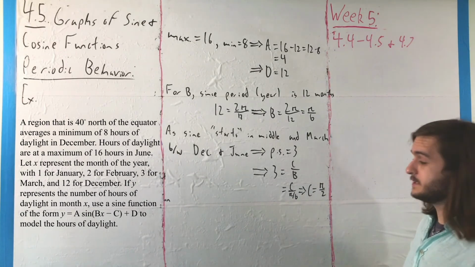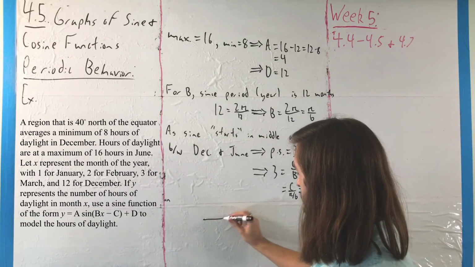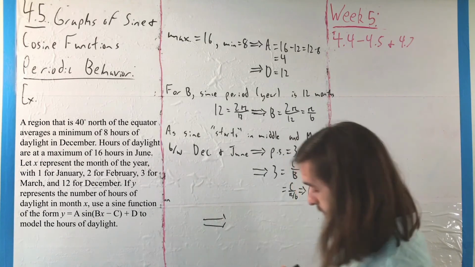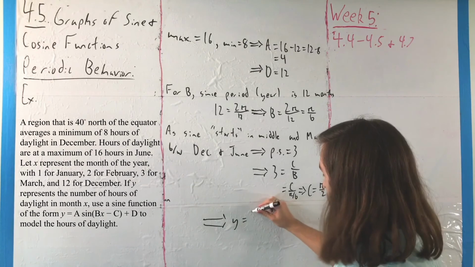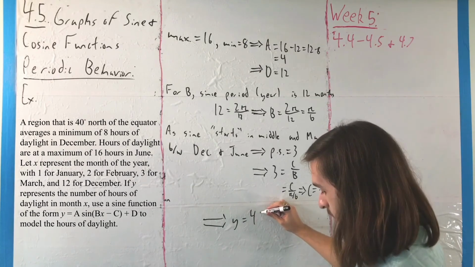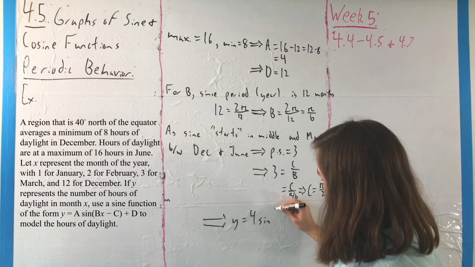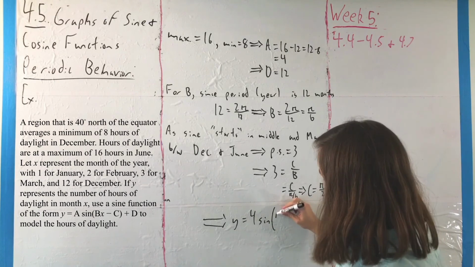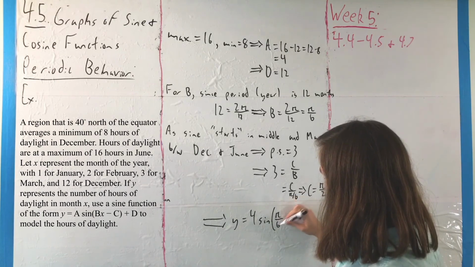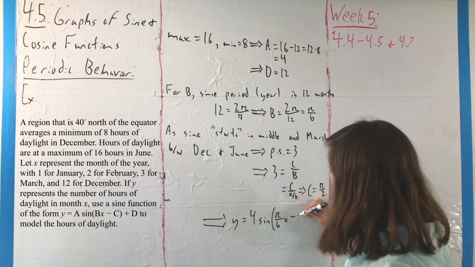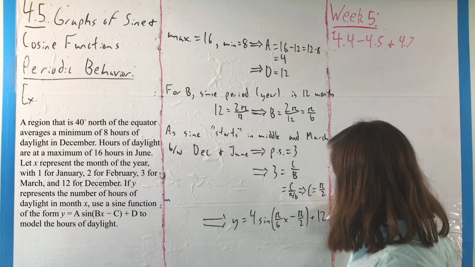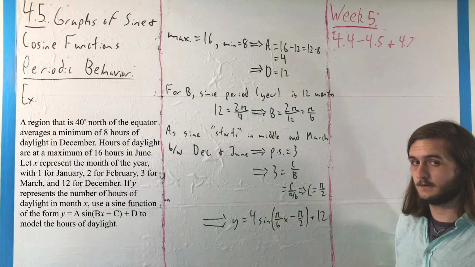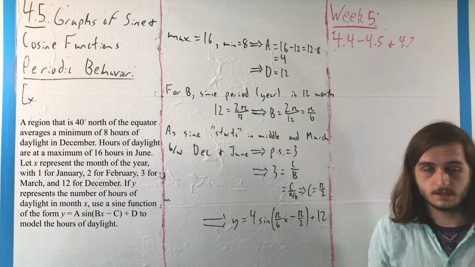So if we want our complete picture, we will get that our function has the form y equals 4 times sine of (pi over 6 x minus pi over 2) plus 12. And that's all we have for this section.